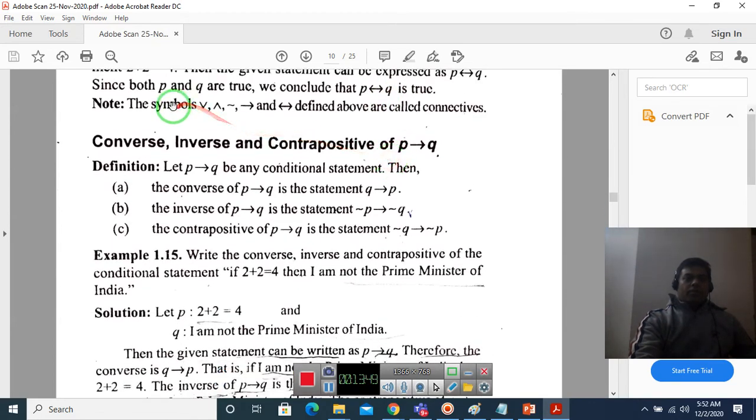There are five symbols we use for logical connectives: conjunction, disjunction, negation, implication and biimplication. These are called logical connectives.